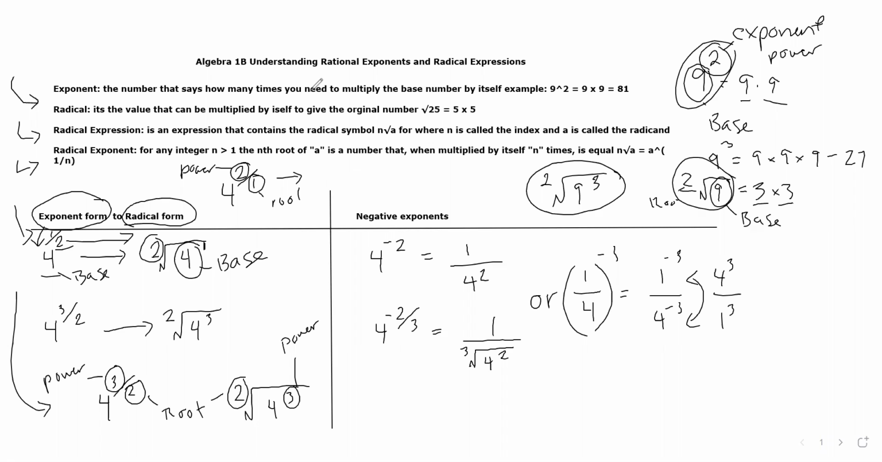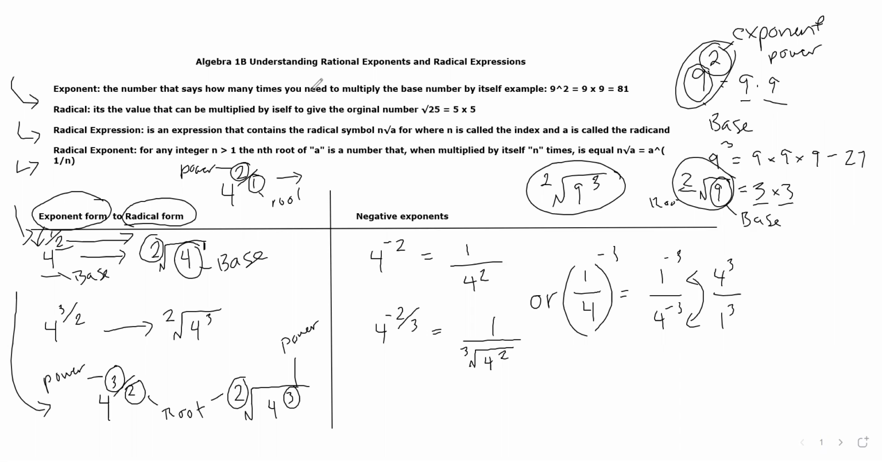form either way. So you're going to be doing this going back and forth. You can also go from radical form to exponent form, right? You just have to remember which one's your power and which one's your root, and you can change it, go back and forth. With that in mind, now we have negative exponents, right?